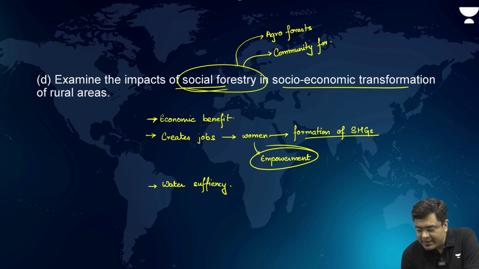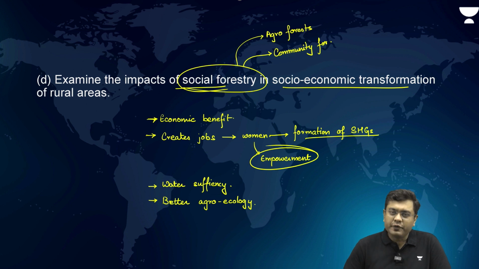Then, other than that, better agri-product or better agroecology. You have sustainable cultivation which is carried out, and the health of the ecosystem is also maintained. So, with minimal input, you get a substantial and sufficient amount of output as well. So that can also be written.